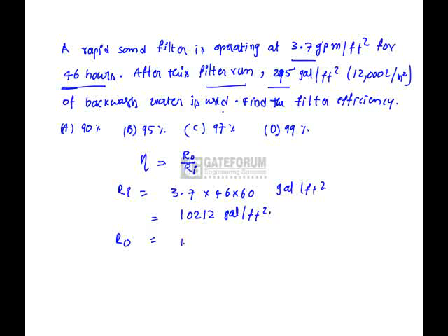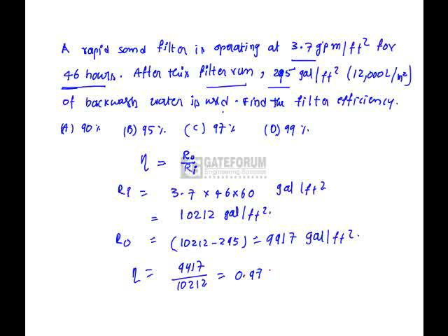So Ro, we have used 295 gallons per square feet for backwash. So 10,212 minus 295 is equal to 9917 gallons per square feet. So efficiency is equal to 9917 divided by 10212, that is equal to 0.97, 97%. So option C is correct.